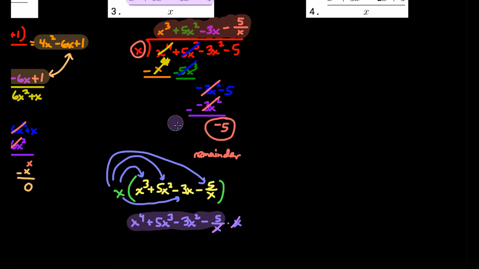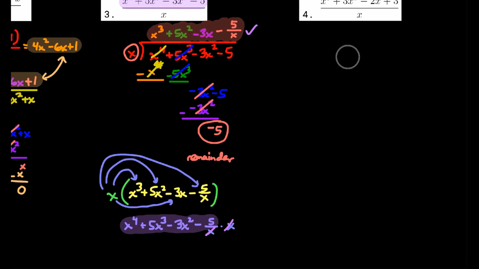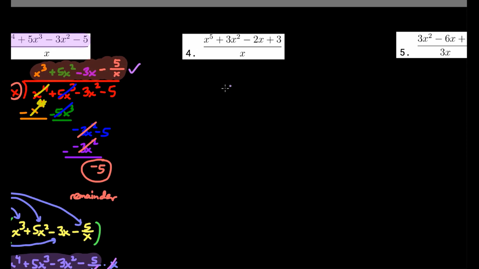Okay, so that does show that this answer that we got over here does check out to be the answer. So long story short, the moral of the story here is if you have a remainder, just divide it by whatever we were dividing by. In this case, it's x.